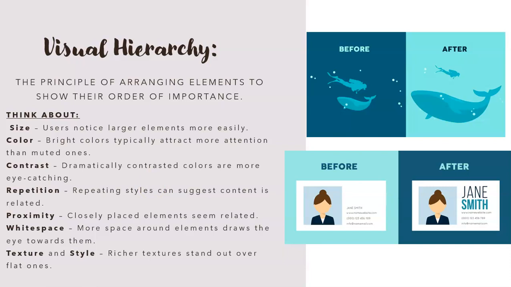Repetition, so maybe you're repeating different styles, and that can suggest the content is related. Proximity, so how closely these elements are placed next to each other to make them seem like they're related. And then white space also, so that there's more space around the elements and that helps draw the eyes toward them. And then obviously texture and style, so having those richer textures stand out over flatter ones.